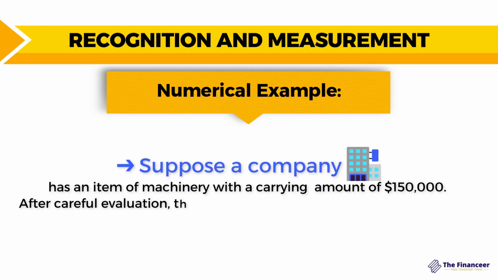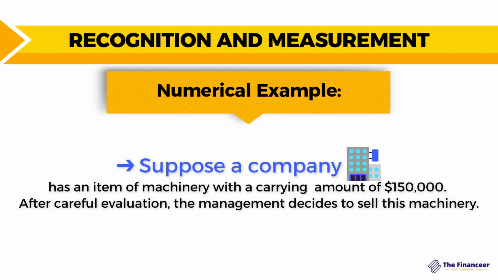After careful evaluation, the management decides to sell this machinery, maybe because the product that this machinery is producing is not acceptable in the market anymore, and we don't have demand on this product. That's why we need to sell this machine, because maybe this machine is becoming old in age, maybe it is becoming damaged, or for example, maybe because we closed this line of business. So in this case, the management is going to sell this machinery.